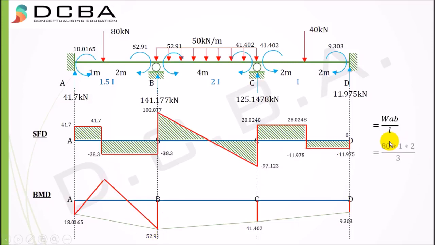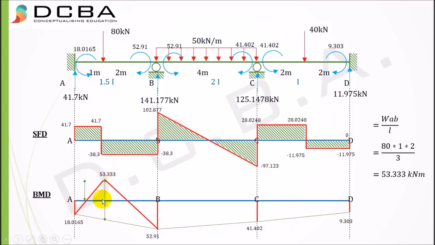So if I substitute this, then I get 80 into 1 into 2 by 3, that is A into B, and L is 3. I get it is equal to 53.333 kilonewton meter. Now this 53.333 is not your final moment value. Okay, this value is basically from this line, starts from this line. So but what I need is, I need only this ordinate, this much ordinate.